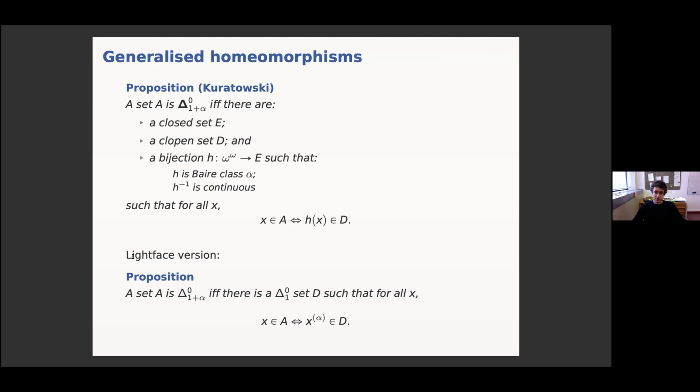What's the lightface version of that? The lightface class, delta 0 alpha, is the class of things that are reducible to effectively clopen sets, delta 0 sets, under the alpha jump operation, right? So the alpha means take the Turing jump and iterate it alpha many times in the sense of Kleene's inspector. Right, so in some sense, when I look at effective classes, there is a universal Baire class alpha function, which is the alpha Turing jump.